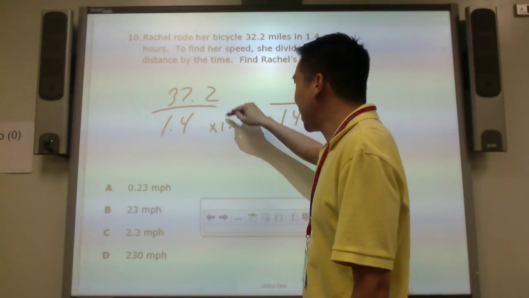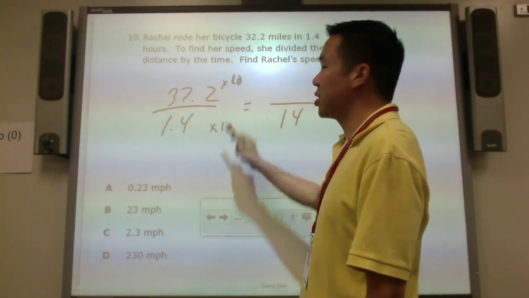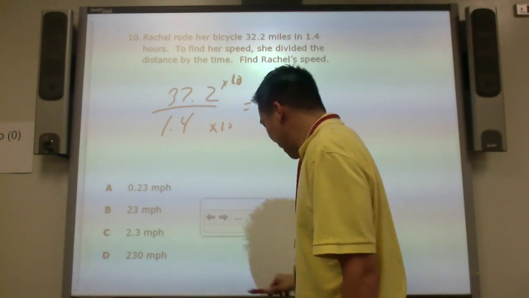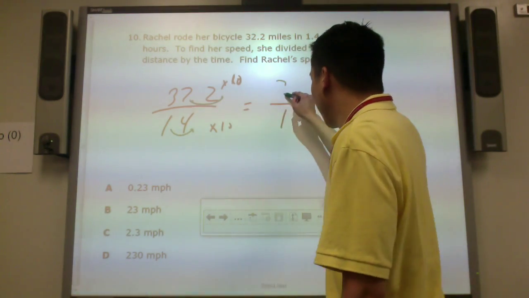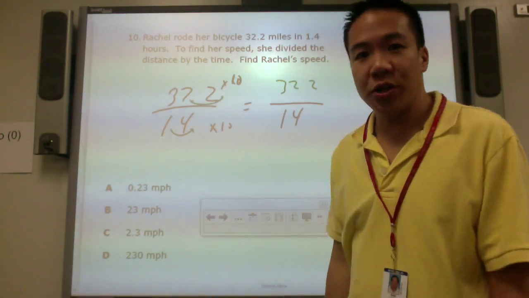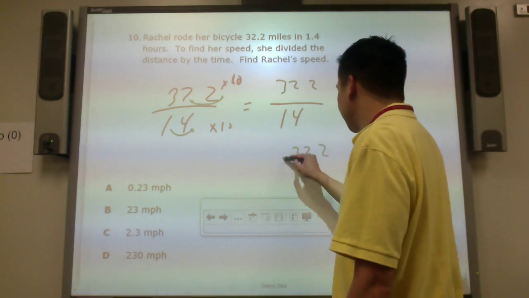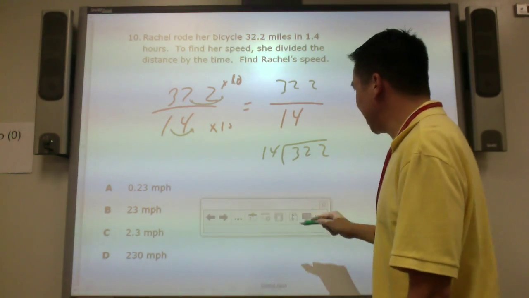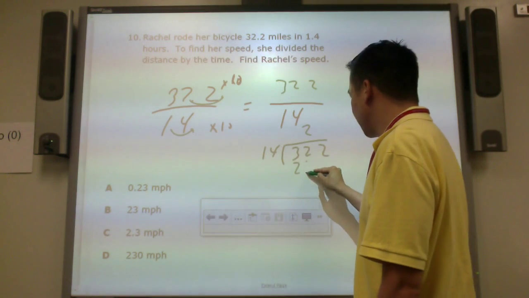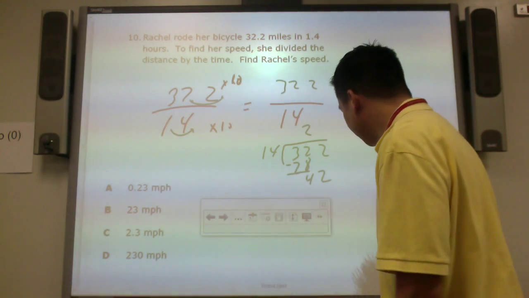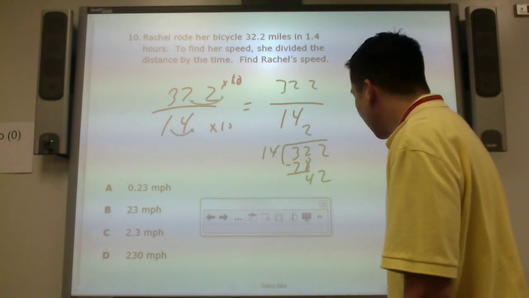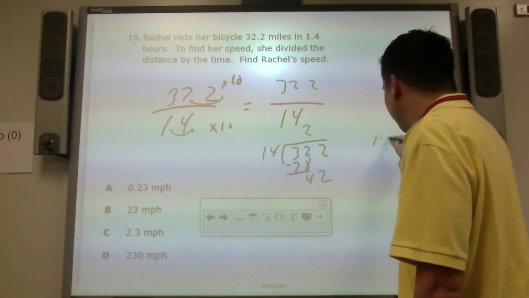You multiply by 10. Or some of you don't want to think that hard. You move the decimal point over, one place. So you have 322 divided by 14. How many groups of 14 go in 32? 2 groups. How many groups of 14 go into 42?